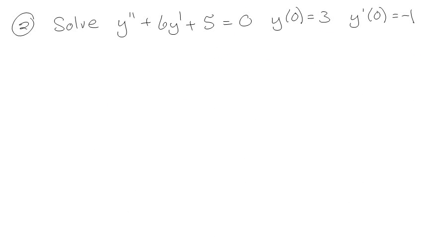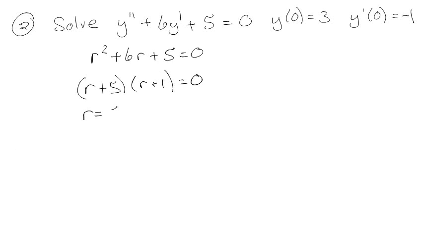All right, so now let's try this one. Again, just reading off the characteristic equation, r squared plus 6r plus 5 is equal to 0. So r plus 5, r plus 1, r equals negative 5 or negative 1. So that means a solution in the form y is equal to a e to the negative 5x plus b e to the negative x.